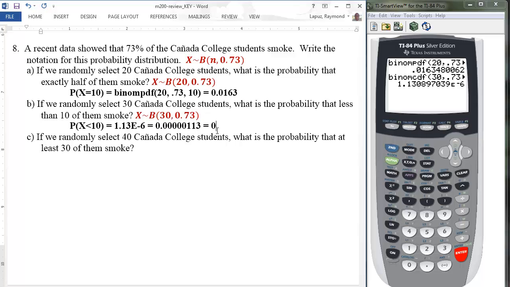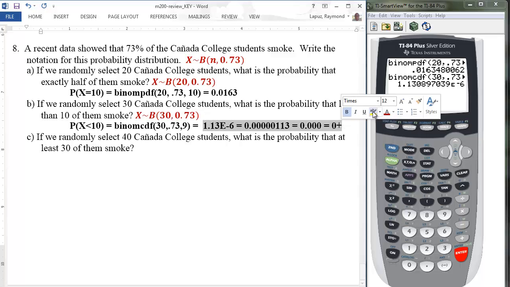So to deal with that, some books use 0.000, or they say 0 with a plus sign next to it to say it's really close to 0, but it's not exactly 0. So I can take any of these answers over here. Oh, by the way, the calculator command was important also. Binom CDF. And then our values were 30, 0.73, and 9. Okay, so any of these responses over here I'll get marked as correct.